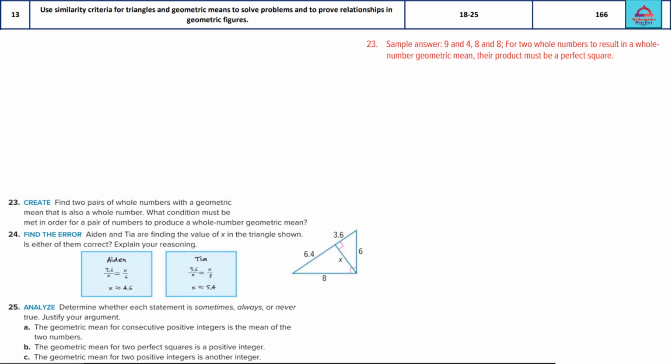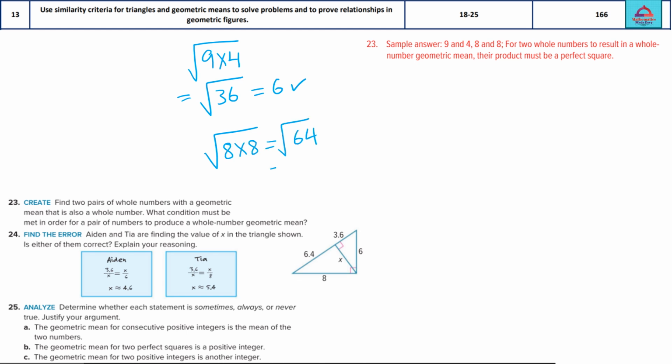That is the condition. So if you see 9 and 4, what is the geometric mean? 9 multiplied with 4 in square root. That means square root of 36, and this 36, a perfect square, gives 6. So when does this come as a whole number? When it is a perfect square. That's the condition. Similarly, you can check for numbers 8 and 8. 8 multiplied by 8 is 64, which is again a perfect square, of 8. So that is a sample answer.